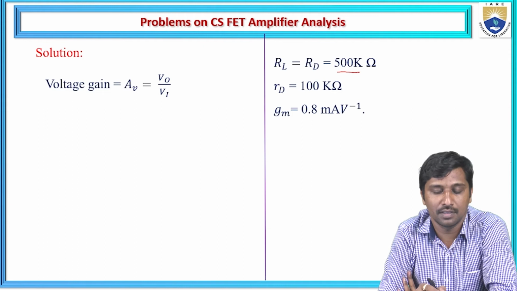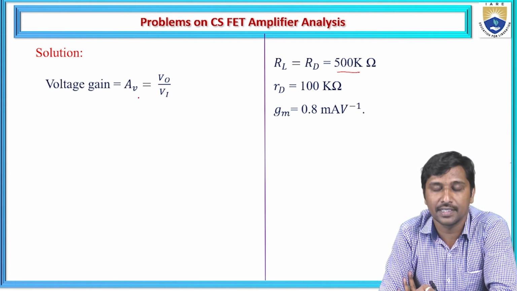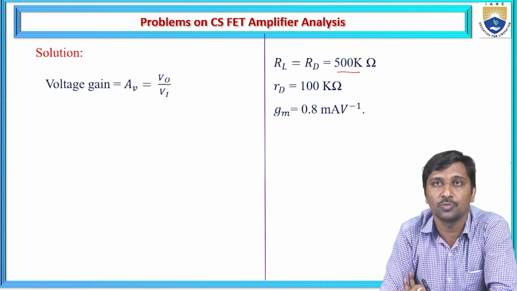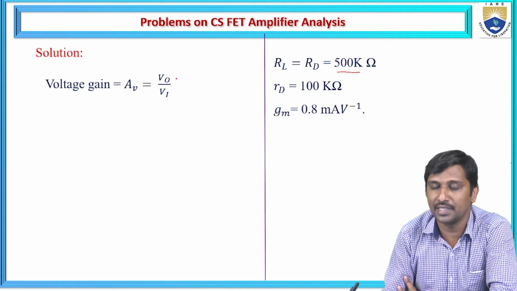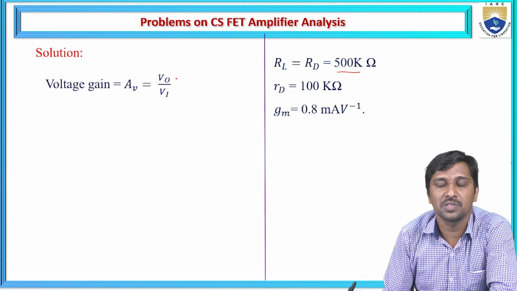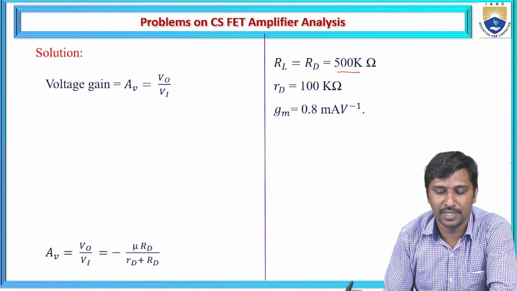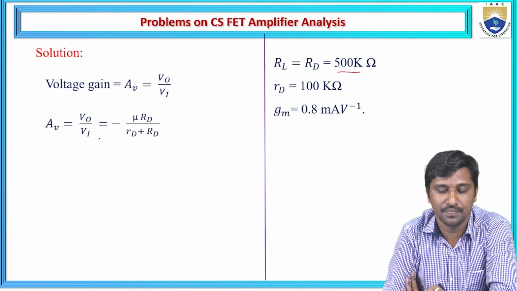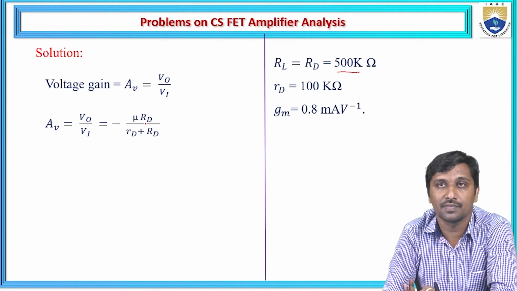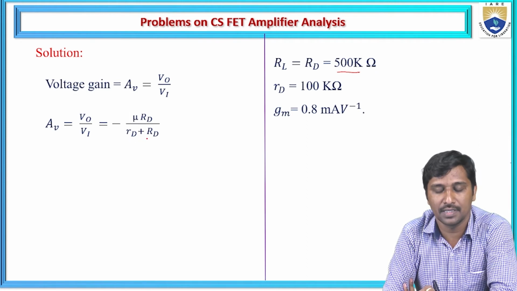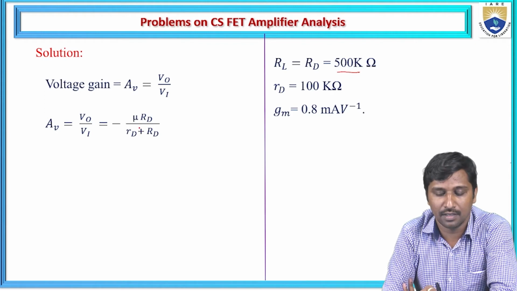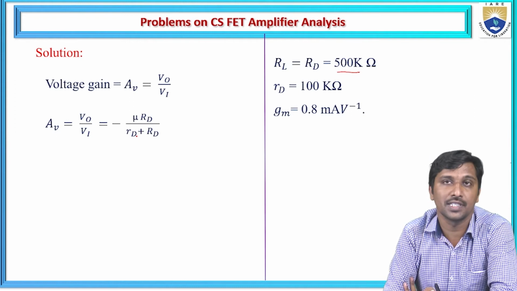Generally, the voltage gain is defined as the ratio of output voltage to input voltage. For the common source amplifier, based on small signal model analysis, the voltage gain is represented as minus mu times capital RD divided by small rd plus capital RD. But here the amplification factor value is not given. Mu is not defined here.